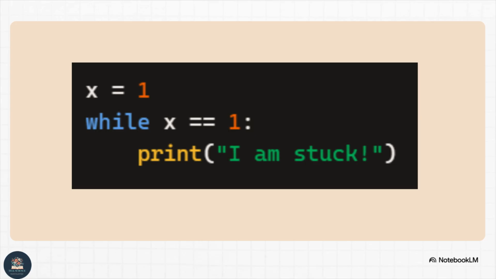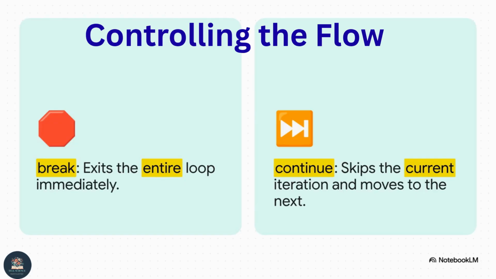And here is a textbook example. We set x to 1, and then we tell the loop to run as long as x is equal to 1. But we never change x inside the loop, so that condition will always be true. This thing will just print, I am stuck, over and over, kind of like a digital hamster wheel, until you crash your program. But don't worry, Python gives us a couple of get-out-of-jail-free cards.